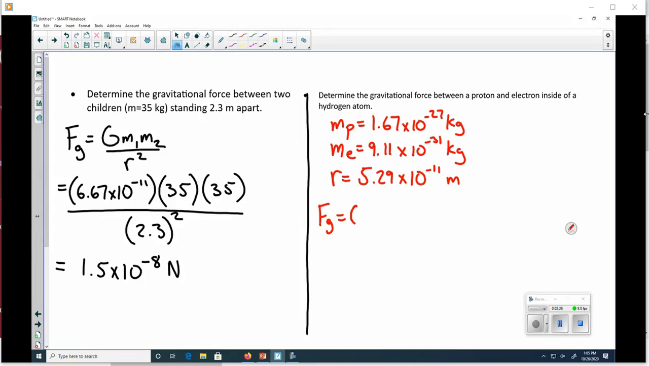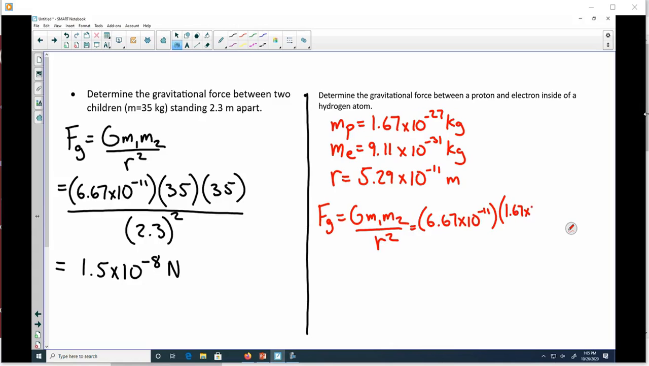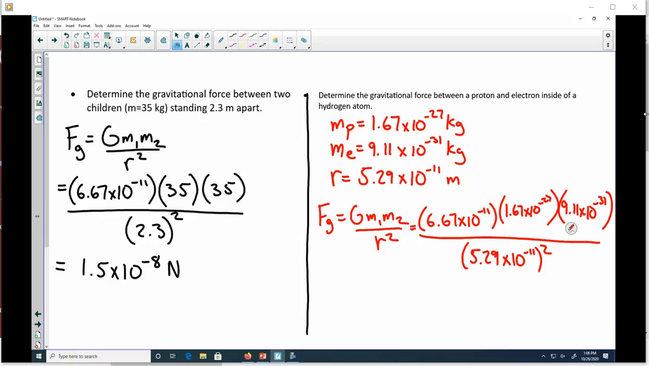And so again, to determine the gravitational force, we're just going to use Newton's universal law of gravitation. If we plug in the mass of the proton and the mass of the electron, and then divide by the distance between them squared, we find that the gravitational force between a proton and an electron inside of a hydrogen atom is 3.63 times 10 to the minus 47 newtons.